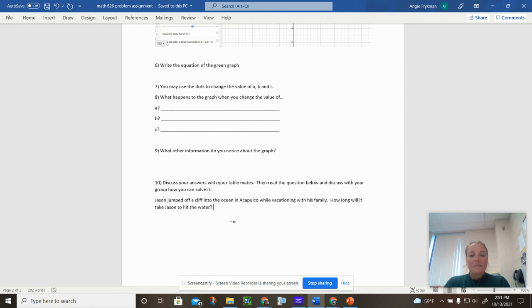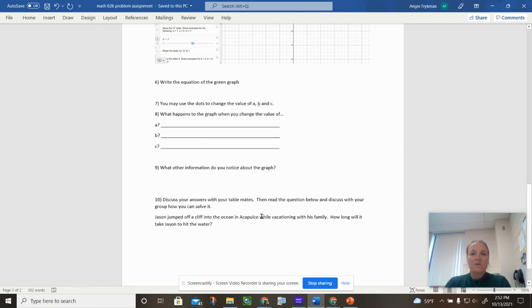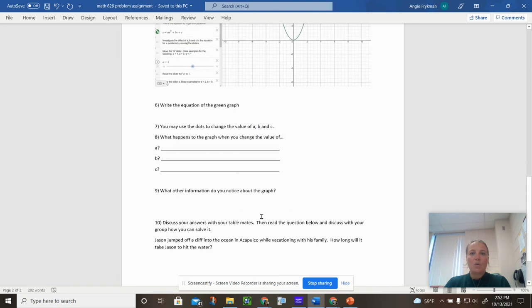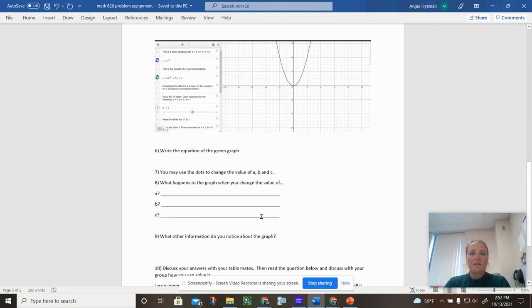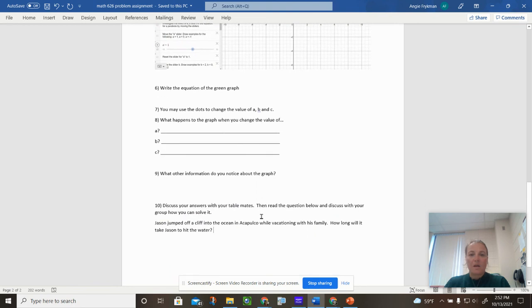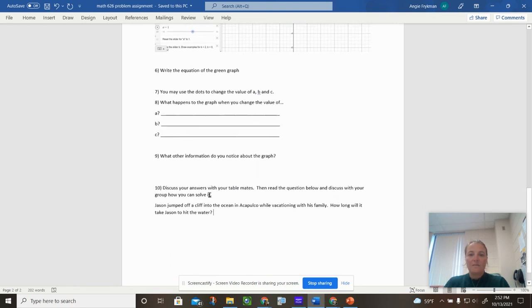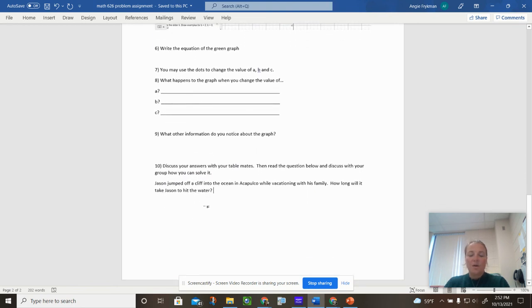So that is my problem assignment that I'm going to be doing in my class, probably in the next month or so: the investigation with quadratics and graphing to see what happens with the transformations, having them come up with their own ideas for each value, and then ending it off with a more wide open question of problem solving with quadratics. Thanks.